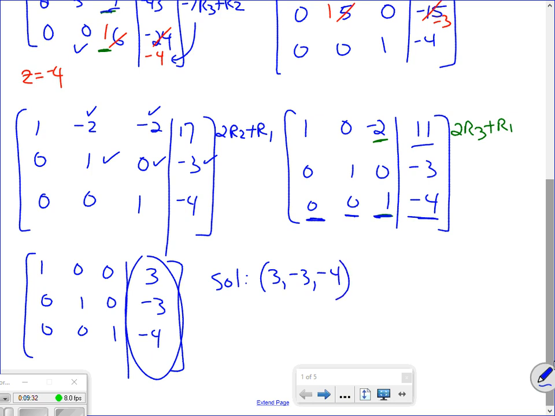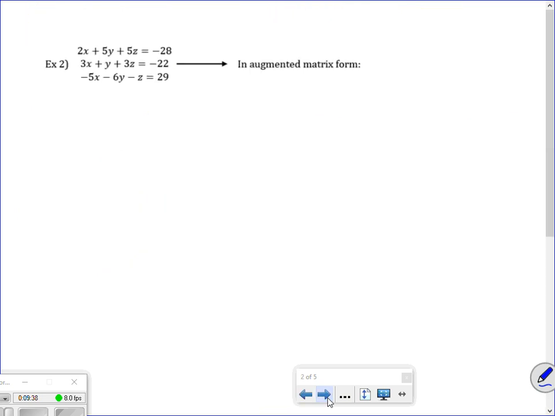All right, and so you don't have to take this all to the bitter end. I'm going to show you in the next example how you can kind of stop early. And I didn't mean for this next example to be so horrible, but it's a little bit messy. And sometimes you can use your calculator to do your addition and whatnot. All right, so here we go. I got 2, 5, 5, and then negative 28.